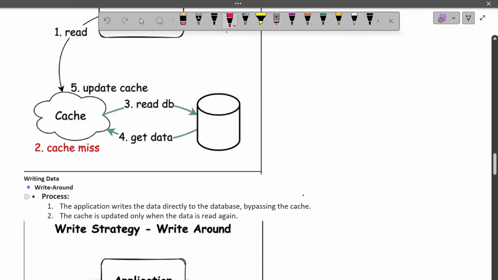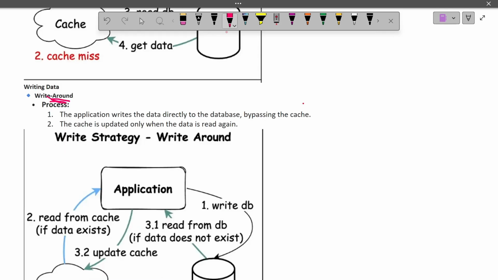So now talking about writing data. The first strategy is called write around strategy. In case of read, when it is trying to read, it will try to read from the cache. If data exists, great. But if it doesn't, then it is going to read from the DB and it is also going to update the cache. This is the write around strategy. So you are just bypassing the cache and writing around it. That is why it's called write around.